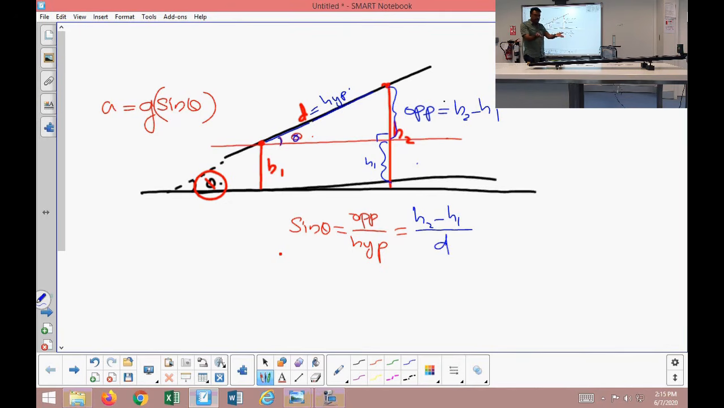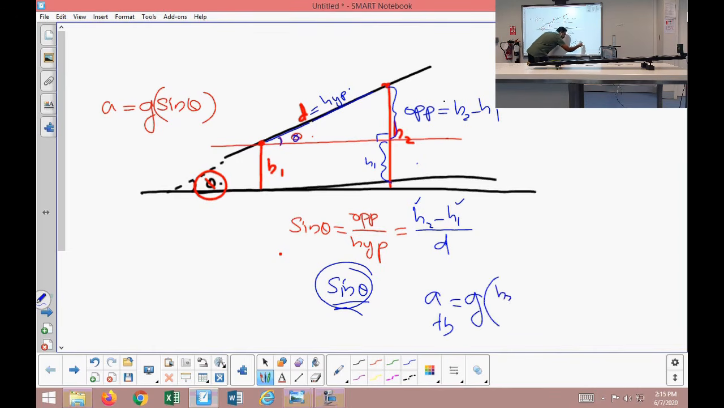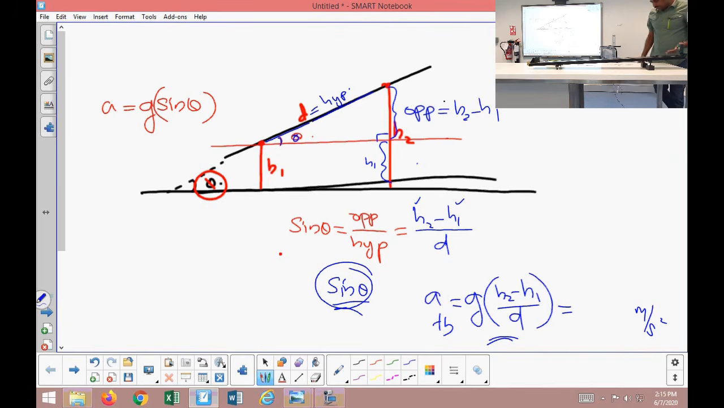From this setup we can easily measure h2, h1 and d. Thus we will reach sine theta, and now we'll be able to find our acceleration theoretically. The theoretical acceleration is g sine theta, that means g times (h2 minus h1) by d. So we'll be able to calculate the acceleration before we do it using the setup that we have. I'm going to run it now using this computer program, and you will be able to see whether both of the answers are the same or not, or we will verify that.